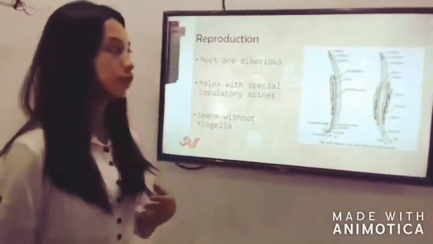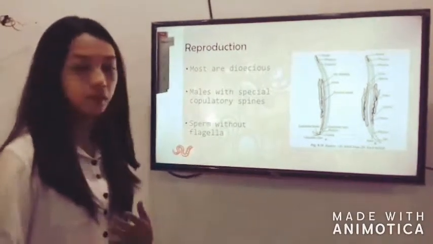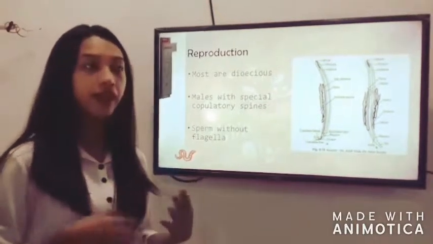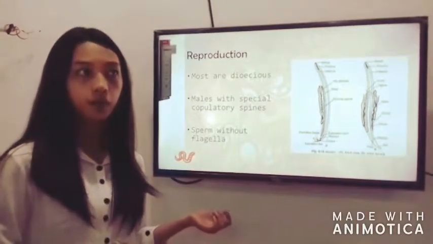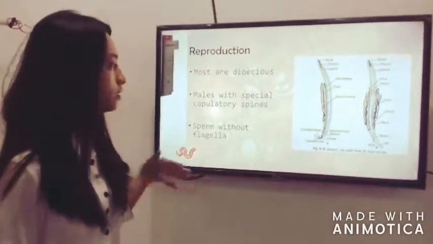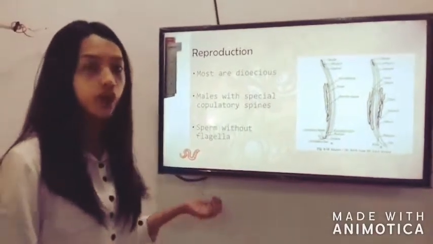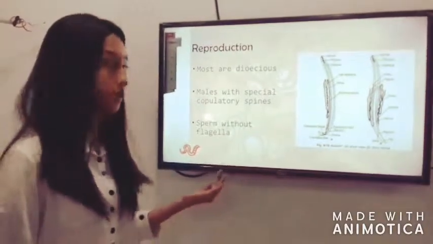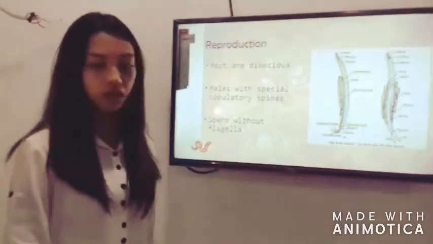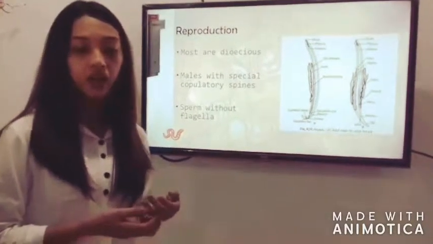digestive system. For reproduction, they are dioecious, which means the sexes are separate, and they find their mates through pheromones. Males have special copulatory spines for stimulation or delivery of the sperm, and their sperm don't have flagella. Their sperm move by pseudopodia.